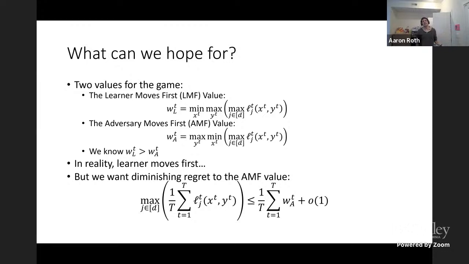So we can't achieve in the stage game the adversary-moves-first value, but what we can still do is achieve diminishing regret to the adversary-moves-first value, even though the learner moves first. We can't promise that in the stage game, but what we can promise is that if we look at the maximum coordinate of the accumulated loss functions, the average of that maximum coordinate should be at most the average of the adversary-moves-first values of the game over time. These are different every round because the game could be totally different at each round, maybe plus some regret term that tends to 0. It's possible we can do this, right? Because we get to average over time.